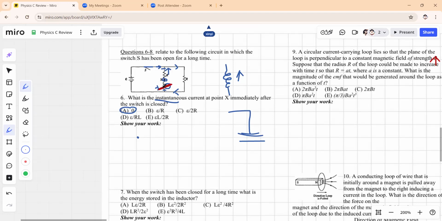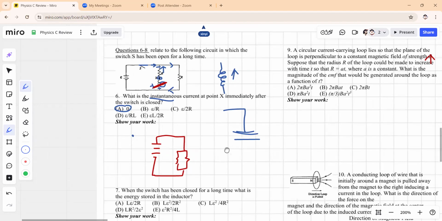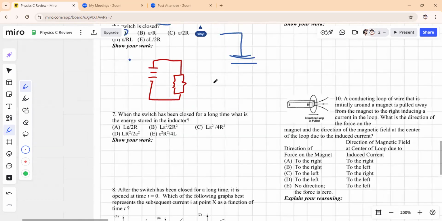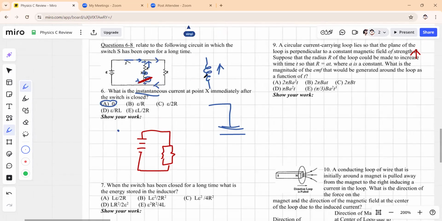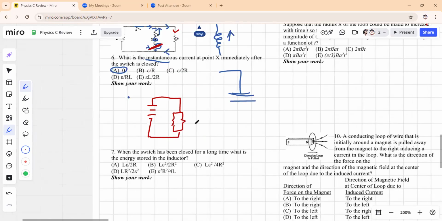this acts like it doesn't exist. So now we can just redraw it as this. Wait, for number seven? Yeah. So we can just draw it as a parallel resistor. Essentially we just have the normal energy, like it acts like a parallel circuit, but there is the energy stored in the inductor according to the equation.